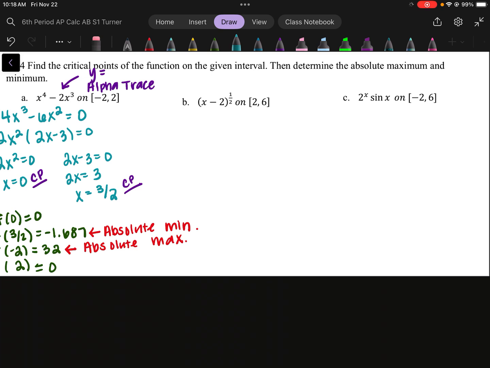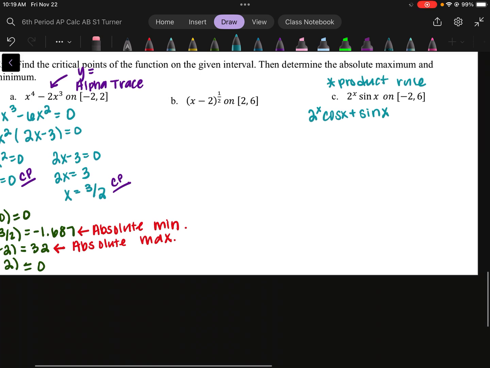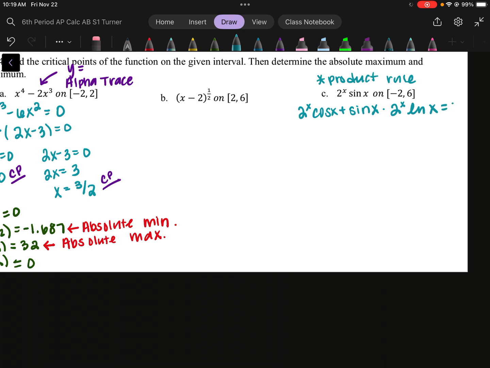So on C, just because it is more difficult, if I were to take the derivative of C, the first thing I need to acknowledge is that I'm using product rule. So I have the first times the derivative of the second. The derivative of sine x is cosine x. Plus the second times the derivative of the first. So the second is sine x. And the derivative of 2 to the power of x is 2 to the power of x ln x. And this entire thing I'm going to set equal to 0.